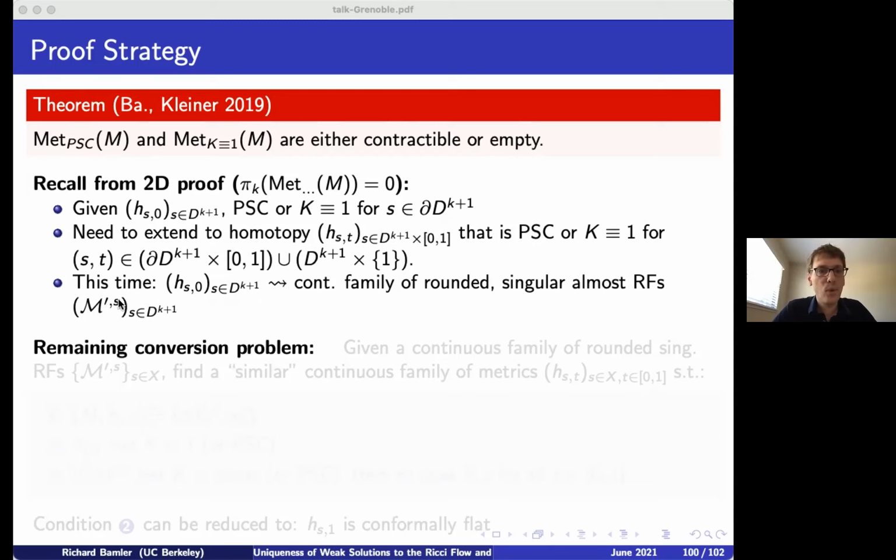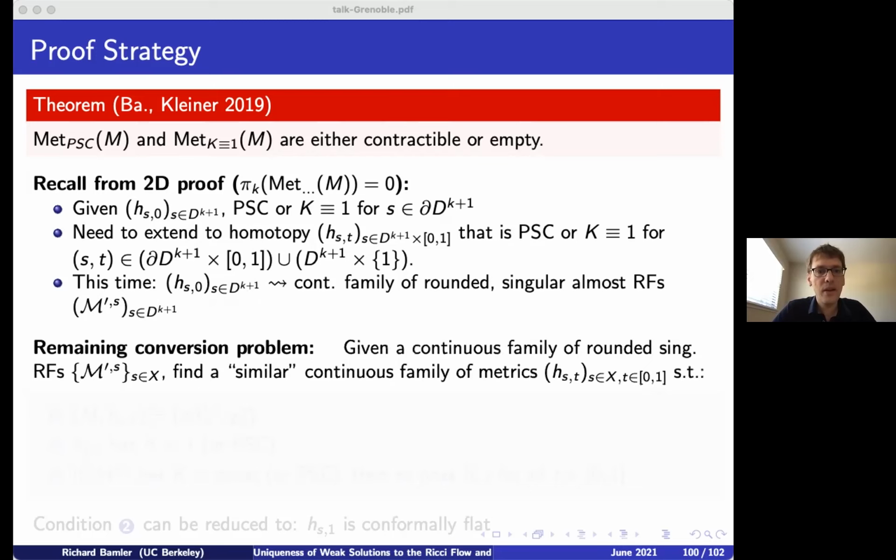Okay? So abstractly, what does it mean? Well, we're given a continuous family of rounded singular almost Ricci flows, M prime s, parameterized by, let's say, a k+1 disk, but for simplicity, let's just say it's any topological space X. Then based on these rounded almost singular Ricci flows, we want to find some kind of similar continuous family of metrics, h_st, where s is in X and t goes from 0 to 1, such that we somehow can follow the same idea here.